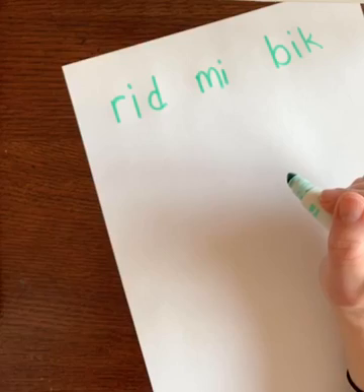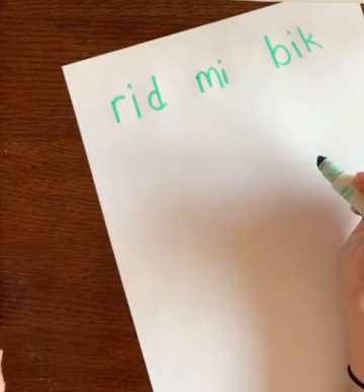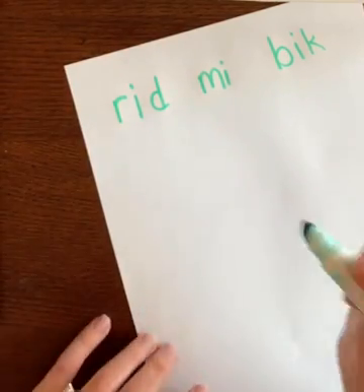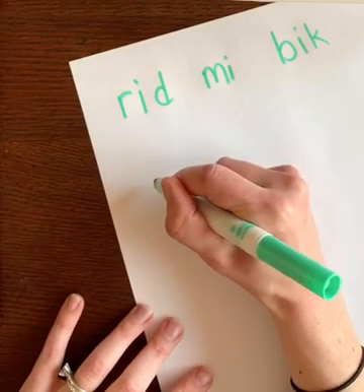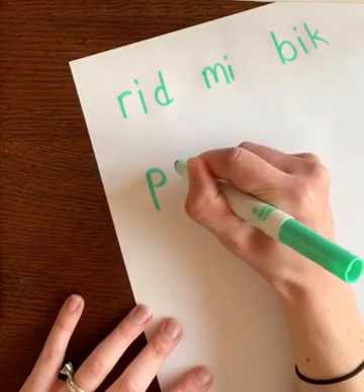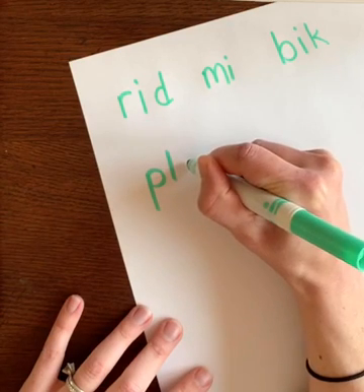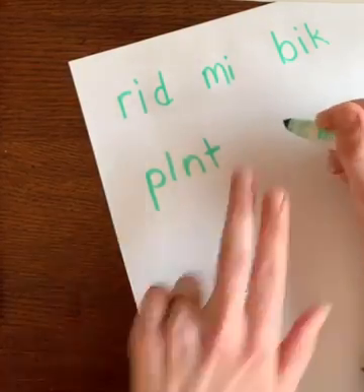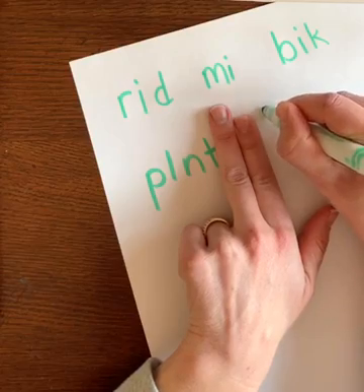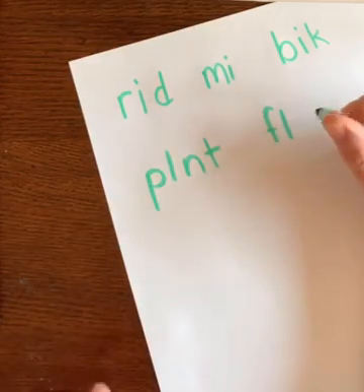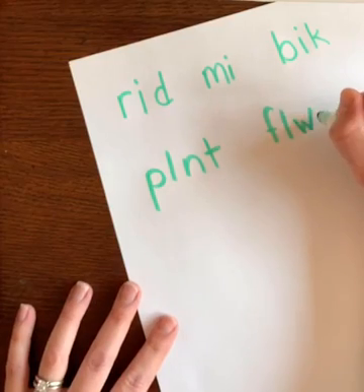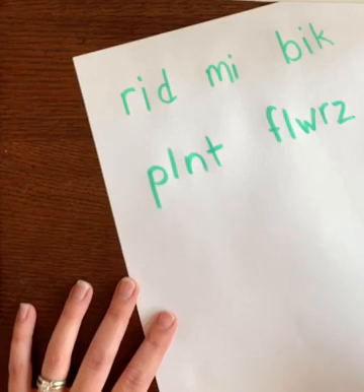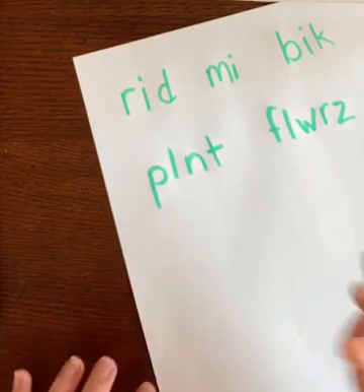Something Mrs. Huber enjoys doing in the springtime is I love to plant flowers. So if you like to plant flowers, maybe with your parents or your grandparents, maybe that's something you enjoy doing. So I'm going to write plant flowers. Plant. Spaces between my words. Flowers. Plant flowers.